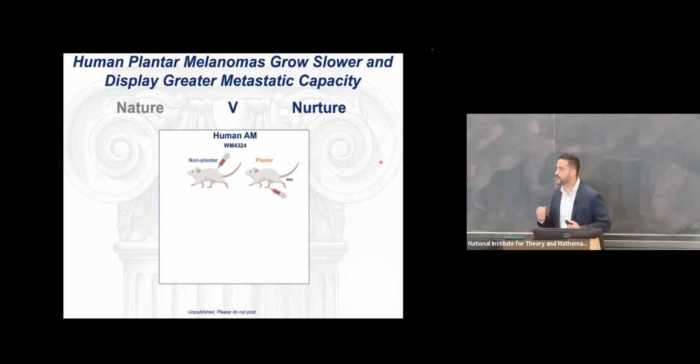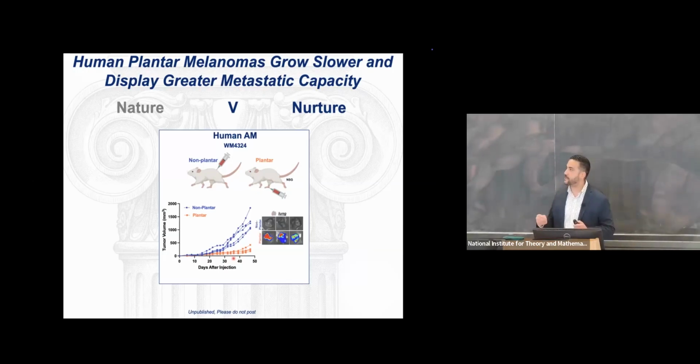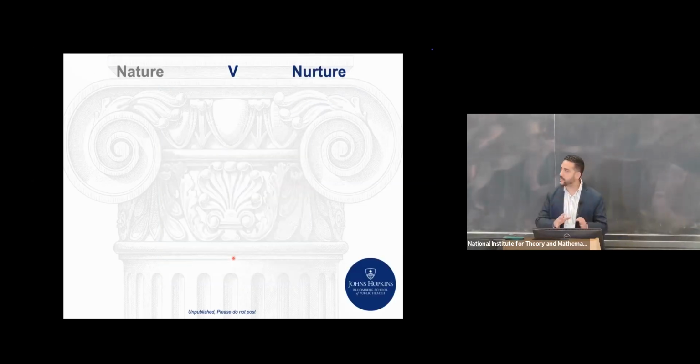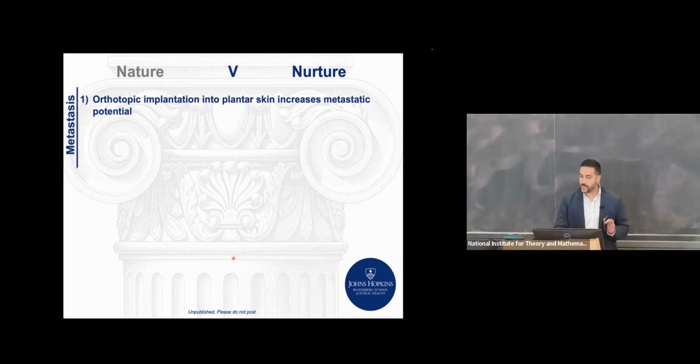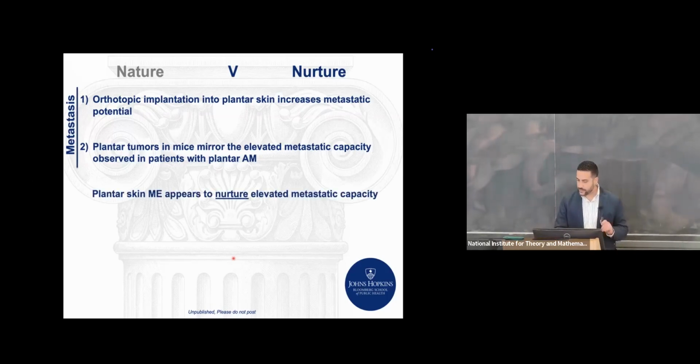And then, of course, we really care about human acral melanoma. So we repeated the exercise now using human acral melanoma cell lines. Again, we see that implantation in the plantar skin has a slower tumor growth rate, but again, an elevated metastatic capacity in this model to the lungs. It's not always the same organ. We see some genotype-specific phenomena. All in all, we believe that, at least with these studies, the element of nurture appears to be significantly contributing to that elevated metastatic capacity we see in patients. We find that orthotopic implantation or induction of de novo melanomas increases that metastatic potential. And the plantar skin appears, again, to be nurturing this. And so we were curious what exactly changed.